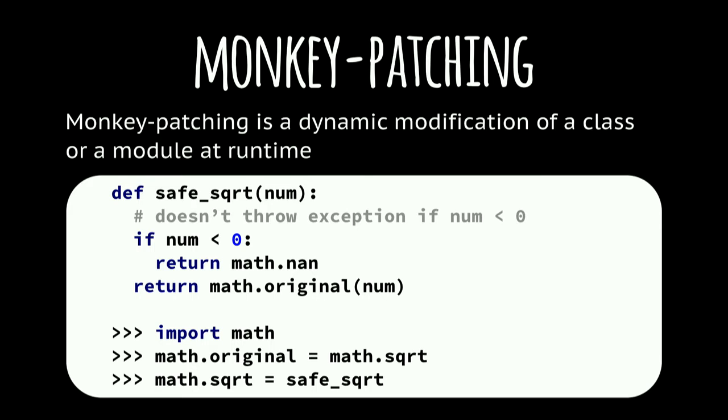We save the original square root function to the attribute original of the module math and replace the square root attribute with our new function, safe square root function, which doesn't throw exception for negative numbers and returns the not a number constant, which is defined in math module. So, what happened here? We've got the standard module and changed its behavior inside our program. That means that monkey patching allows us to change third-party code without changing the source code, secretly.